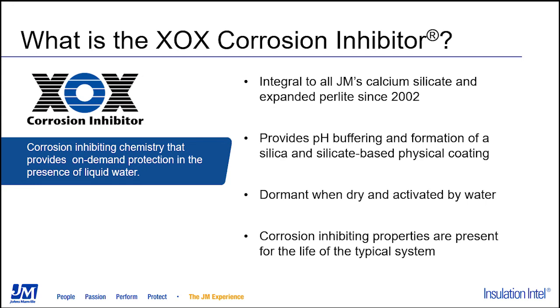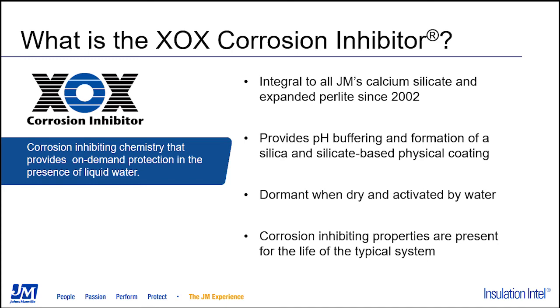One, it provides a pH buffering. For a corrosion, you typically need an acidic environment, a low pH environment, and this package is going to provide buffering in the event that acidics do get into the insulation system from the outside environment, things like acid rain or other ways of that happening. And it also forms a protective physical coating on the surface of the metal.